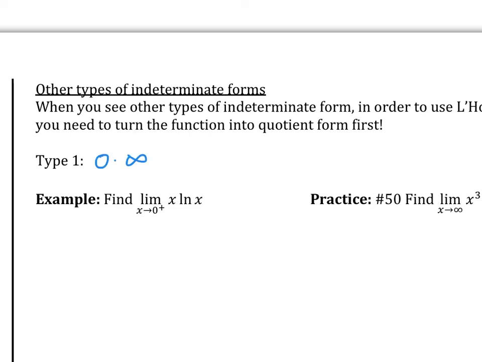So 0 times infinity, you may want to say the answer is just 0. A lot of times it is, but we cannot just assume that a number 0, which is basically saying nothing, multiplied by a very, very large number, we'll just get rid of it. We need to mathematically prove that by L'Hopital's rule.